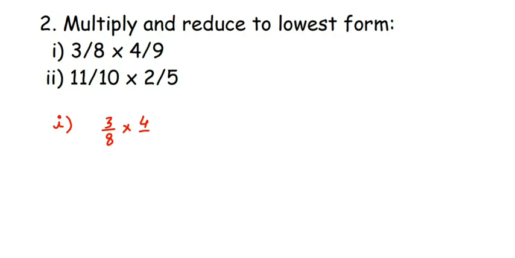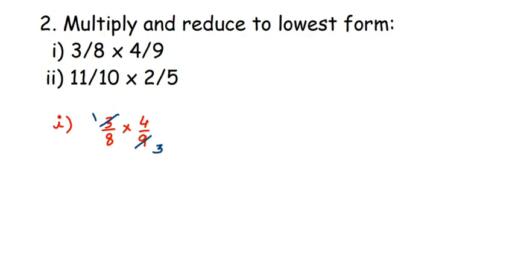Now try to cancel numbers if possible. So here we can cancel 3 and 9. Remember, when you cancel numbers, the numbers have to be in the numerator and denominator. You cannot cancel numbers which are both in the numerator or both in the denominator. You cannot cancel them. So here I can cancel 3 and 9 in the 3 table. They are multiples of 3. So 3 ones are 3 and 3 threes are 9.